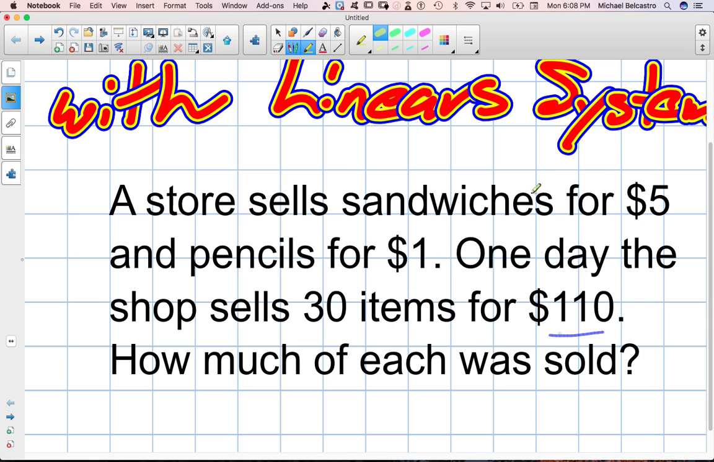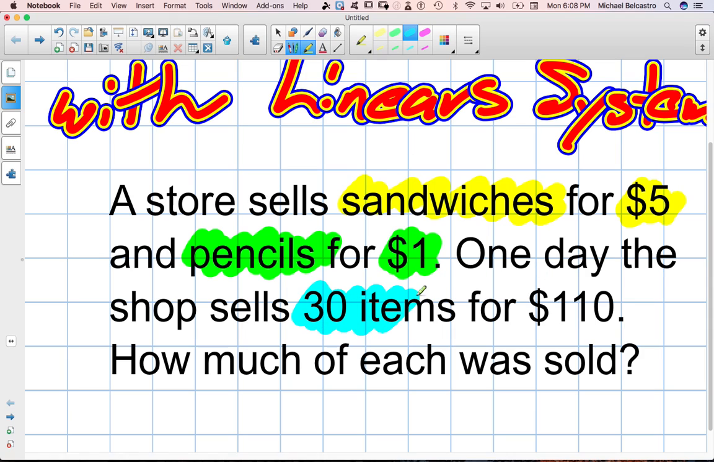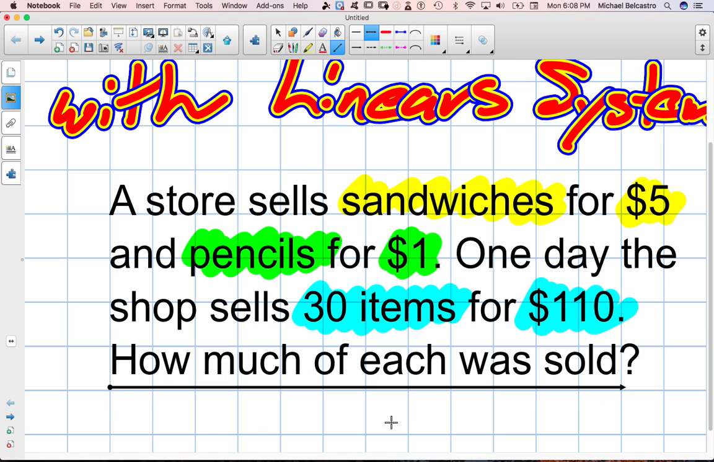Store sells sandwiches. Okay, so sandwiches are $5. And pencils are $1. One day the shop sells 30 items. Okay, that's total. And they make $110. So how much of each was sold? So this is important. The very last line here, I'm going to kind of underline it here, okay? This is what the question is. So how much of each was sold?